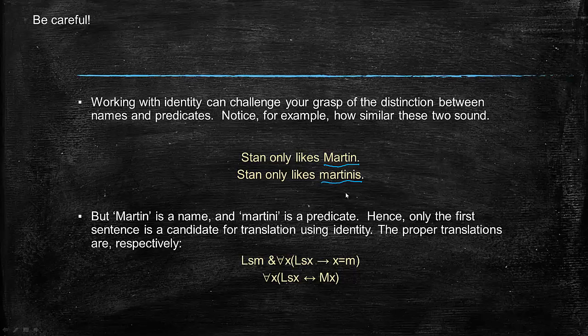He doesn't like people. He doesn't like rocks. He doesn't like birds or mountains or anything else. He only likes martinis. So for all x, Stan likes x if and only if x is a martini. Okay? Stan only likes martinis. So just look at these. They're very, very different. And the difference is because we're talking about a name, an individual, in the first case, and a predicate in the second case.